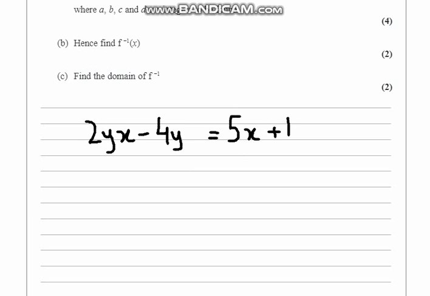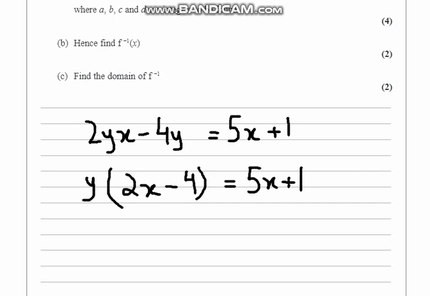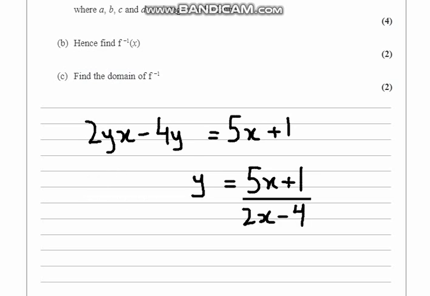That will become positive, so that will become 2yx minus 4y equal to 5x plus 1. Now, as you can see, we have both y's in the same function, so we can take a common factor out of it. So we'll take y as a common factor, and we also know that 2 is divisible on both sides. To make y the subject, I'll just divide by 2x minus 4 on both sides, so our last product will be y equal to 5x plus 1 upon 2x minus 4. That's our f inverse of x. That's the final product. That's 2 marks done, 4 marks done from the A part, that's 6 down and 2 more to go.